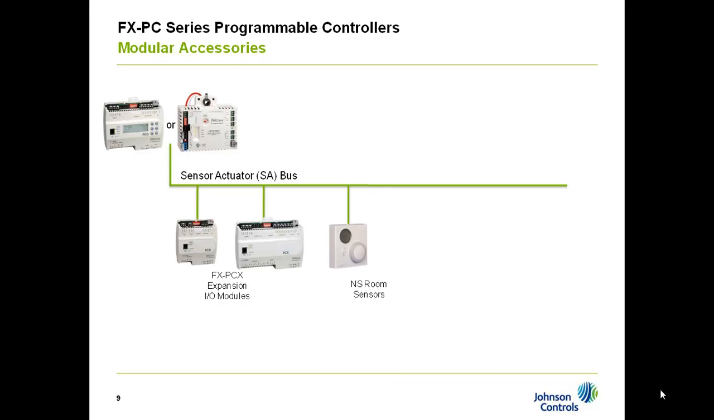The SA bus also supports adding NS series network sensors to FX-PC controllers. The NS network room sensors are housed in attractive enclosures suitable for mounting on interior walls. They can sense room temperature, humidity, carbon dioxide, and occupancy, and transmit that information to the host FX-PC controller. Some NS network room sensor models feature onboard controls for occupants to view the actual space temperature and to adjust the set points.